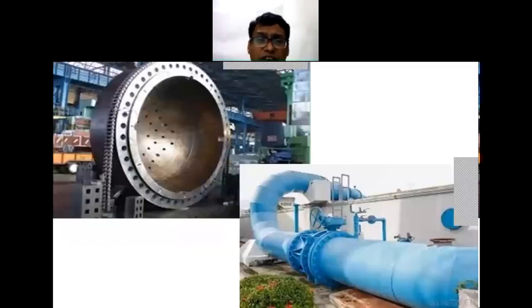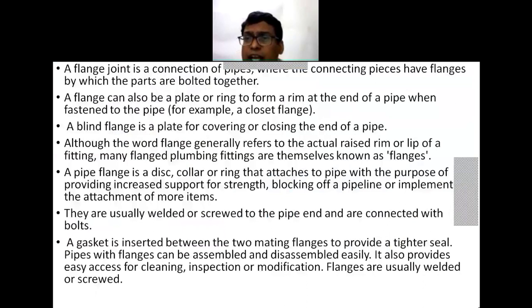Looking at this figure, it's a huge head of a shell and tube heat exchanger. Its dimensions are very large. Then this is the pipeline, where you can see the different flanges, and the valve is fitted in between the two joints. A flange joint is a connection of pipe where the connecting pieces have flanges by which the parts are bolted together. That means it is the bolts which tighten the two parts of the flanges.